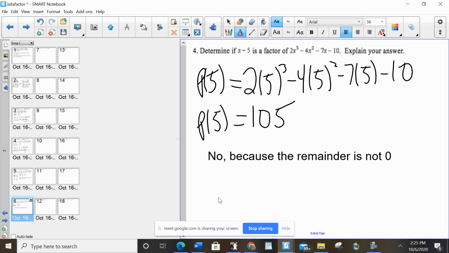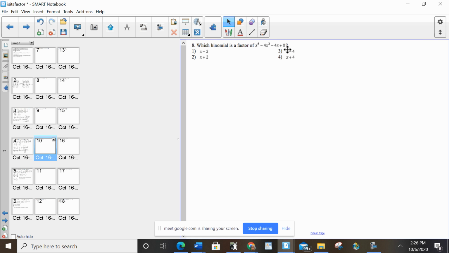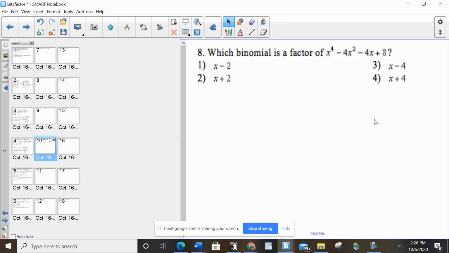There's one more type of question I want to show you, a multiple choice version of this. It's essentially the same thing, but I just want to go over one of them with you. Oh, I just went right past it. So number 8 here, which binomial is a factor of? Well, we have to go through each choice and determine if each one is a factor. So it's kind of like 4 problems in one.